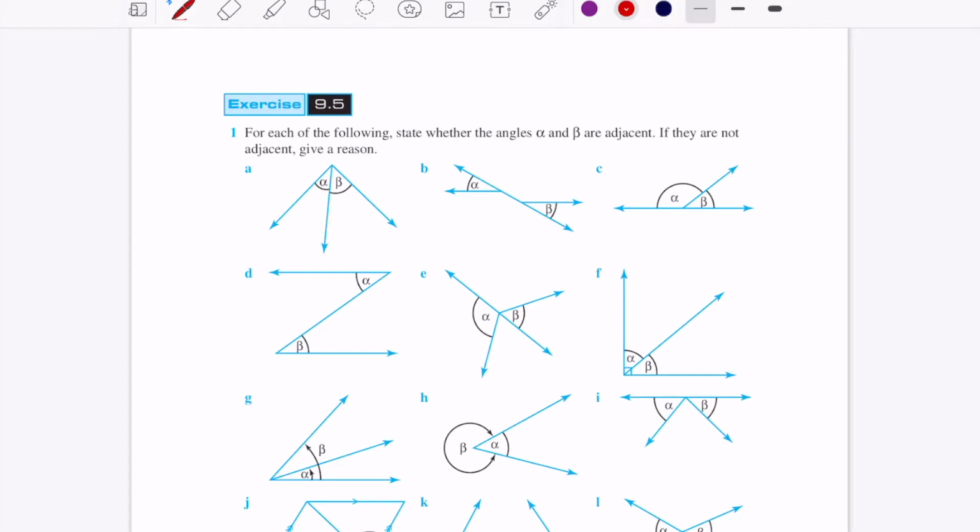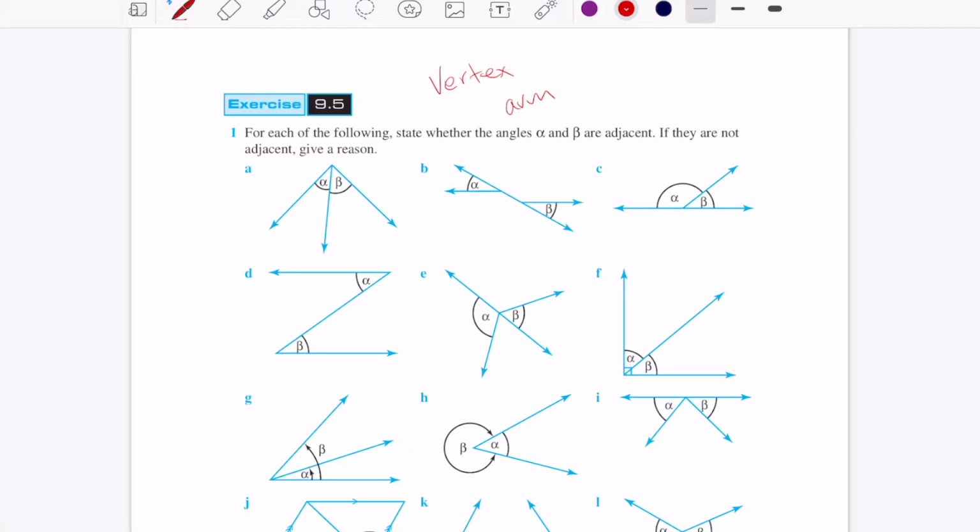Hey guys, let's do some examples of the worksheet that I posted yesterday. So for the first question, you need to state whether angles alpha and beta are adjacent. Now, adjacent means they share the same vertex and have a common arm. So if they're not adjacent, we need to give a reason.